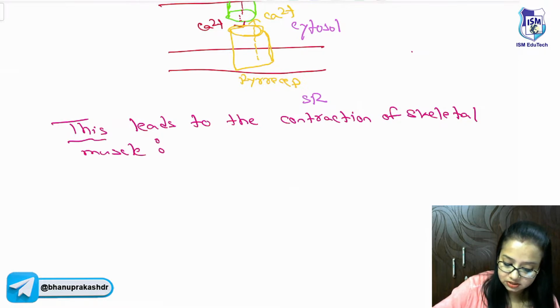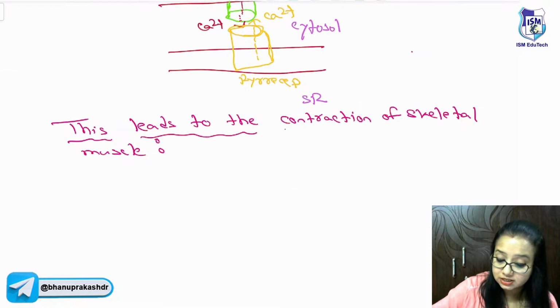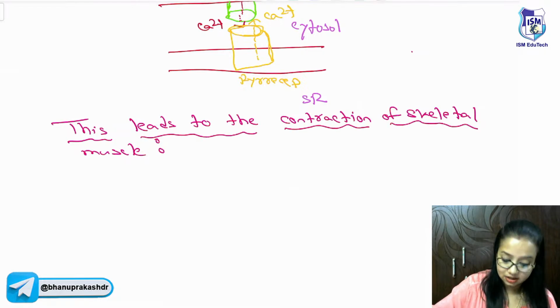Contraction of skeletal muscle means the contractile changes that happen in the skeletal muscle fiber.